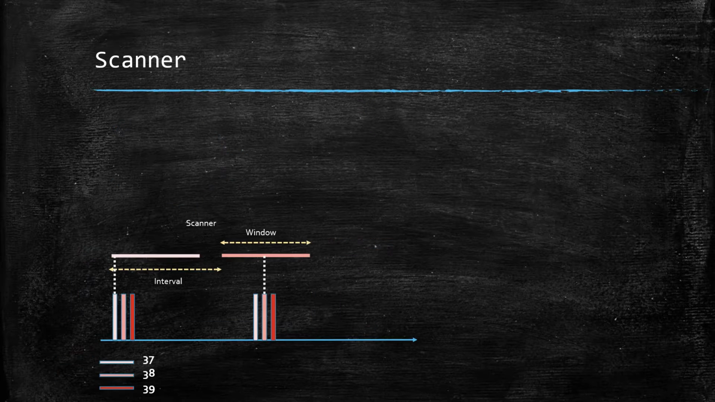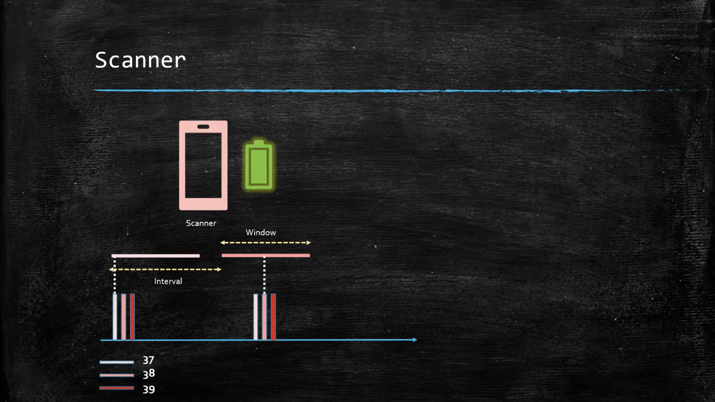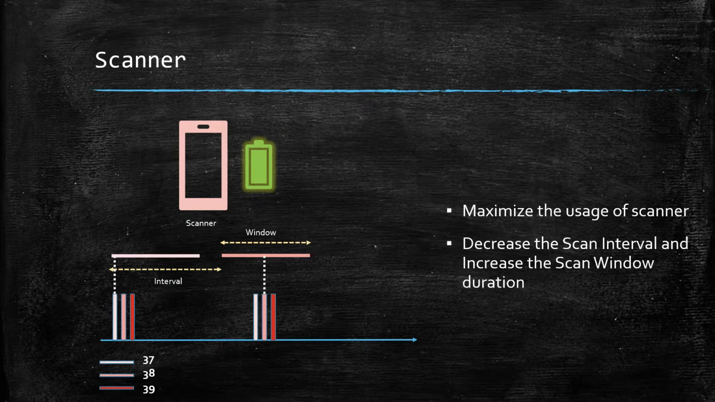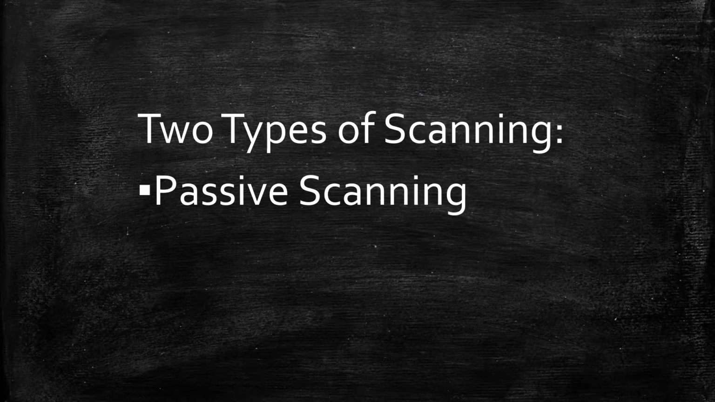If the scanner is a mobile phone or any other device which doesn't have power limitations due to a bigger battery, then it is best to make maximum use of the scanner, which means you may want to decrease the scan interval and increase the scan window duration rather than putting pressure on an advertiser which is, say, running on a small coin-sized battery. Scanning can be of two types, passive scanning and active scanning.